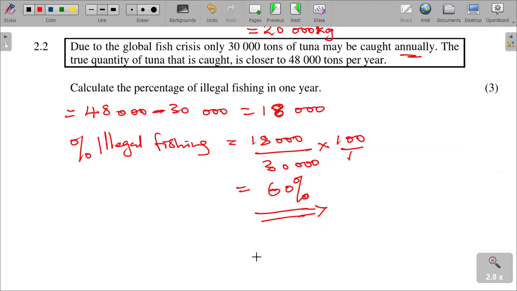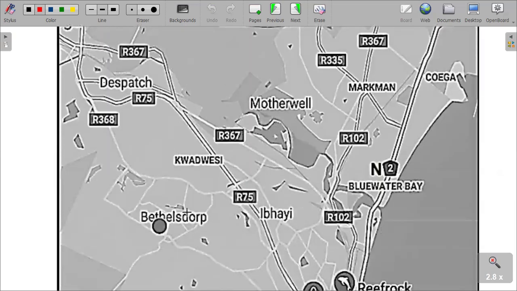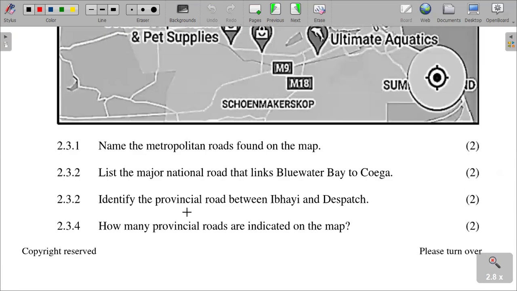And then let's just quickly go to the next question. It's a map on which we must answer various questions that are given there. We have got these various roads, and let's just quickly answer: name the metropolitan roads found on the map.